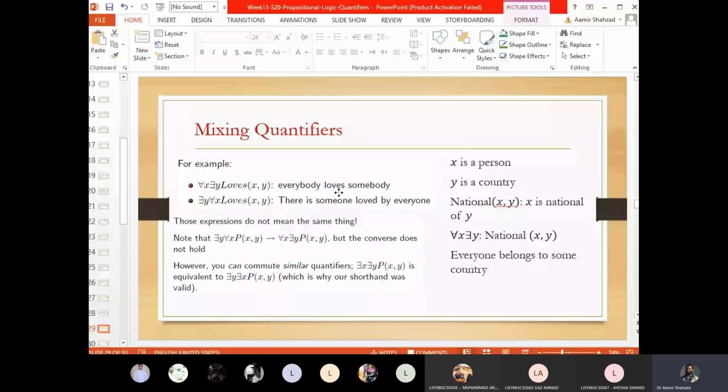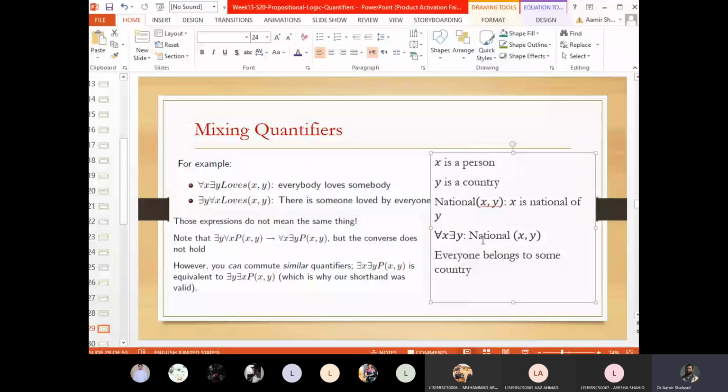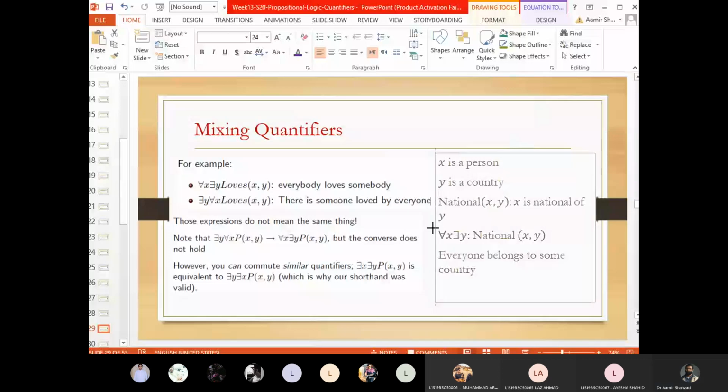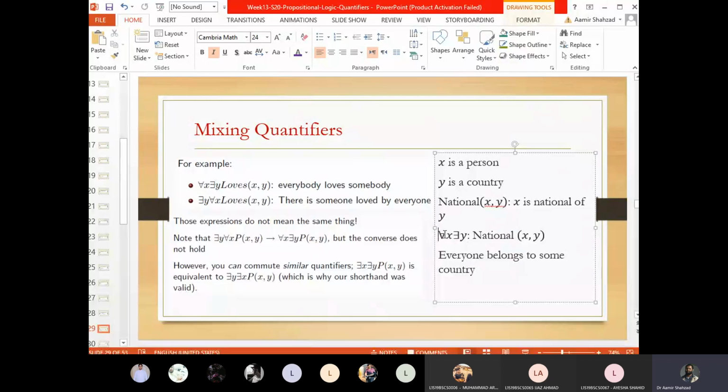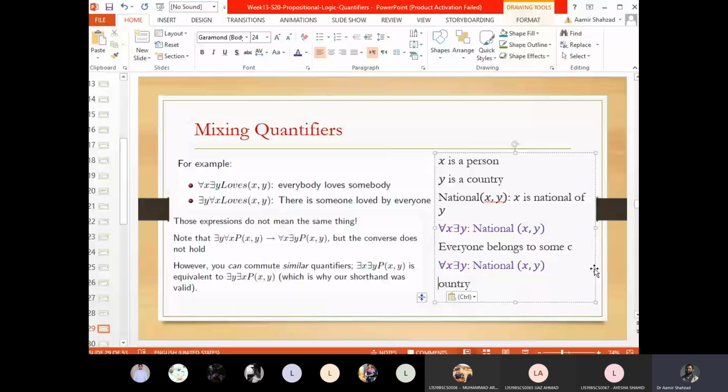Okay. अगर हम quantifiers का order आगे पीछे कर रहे हैं, फिर क्या होगा? So this will become there is some country, everybody belongs to that country. If we are going to change the order of quantifiers, then let's see what happens. So there exists Y, शुरू में ले आते हैं, for all X over here. Yeah, there is some country such that everybody is a national of this country.